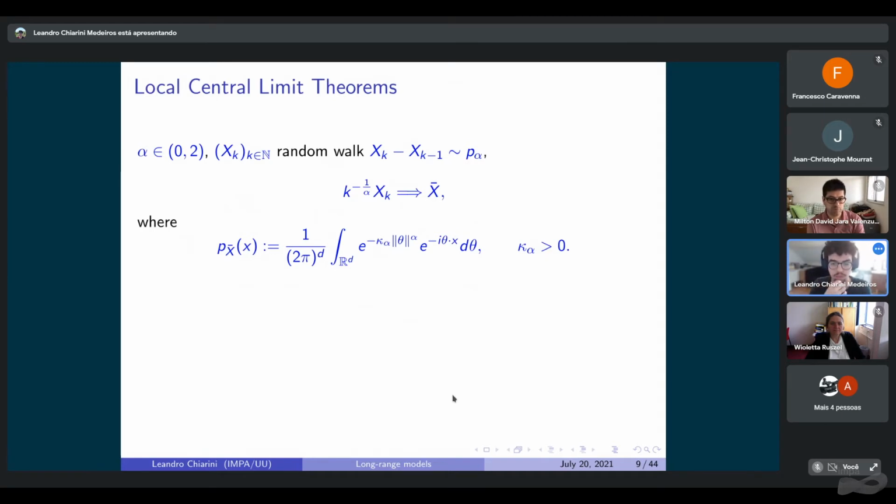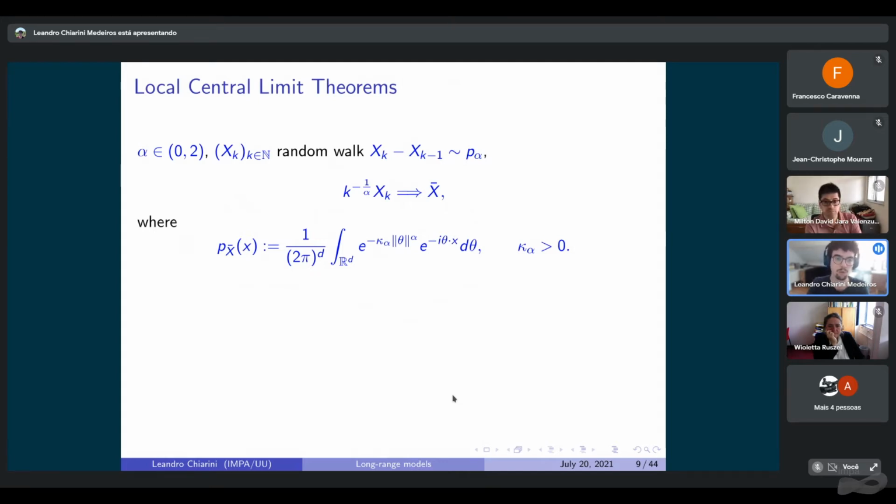And it's this random walk, properly renormalized, that converges to a stable distribution, which, even though we can't describe its density pointwise in a nice fashion, we can still describe in terms of its Fourier transform or its characteristic function. It converges to this nice distribution for some parameter kappa alpha, which can be computed as well.